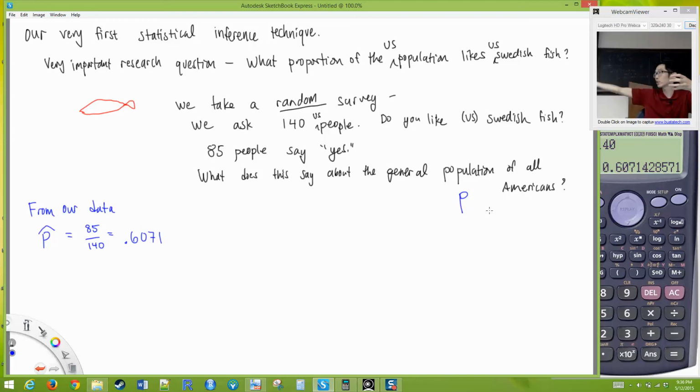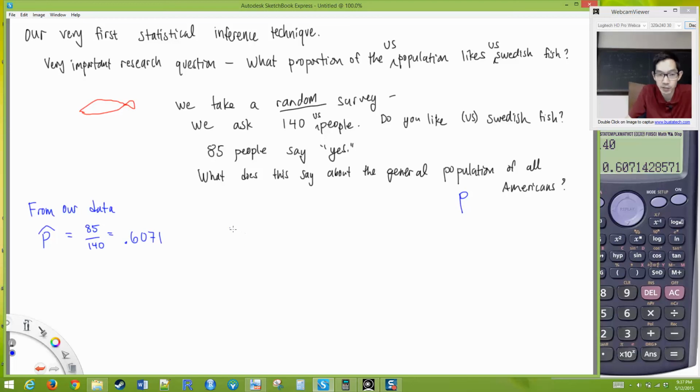Based on what we see in our sample of 140 people, what can we say about the population of all Americans? We would expect the population to be somewhat close to this. We would be surprised if of all Americans, only 10% like Swedish fish, because that means something freaky happened with our sample. Or we would also be surprised if 100% of Americans like Swedish fish, because that means I got way too few people liking the American product. So we're going to create something called a confidence interval.